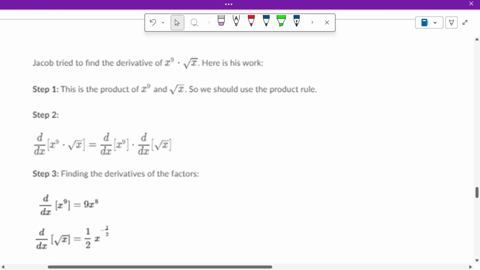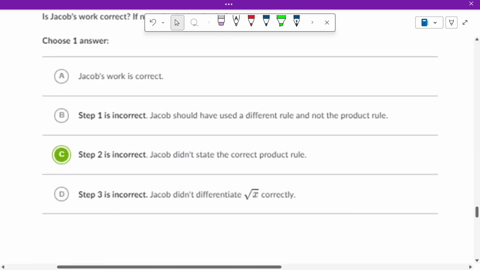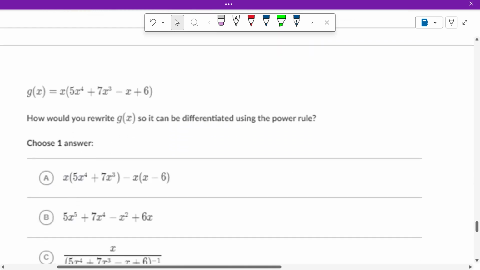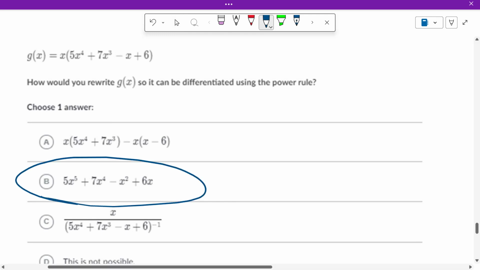Jacob tried to do this. He said we should use the product rule. Should we use the product rule? Yep, absolutely. Then he stated the product rule in step 2. Is that the right product rule? Not at all. Because you don't just take the derivative of both of them and multiply together. So you didn't state the correct product rule. How would you rewrite this using the power rule? You'd have to do what? Distribute. Choice B. Distribute.